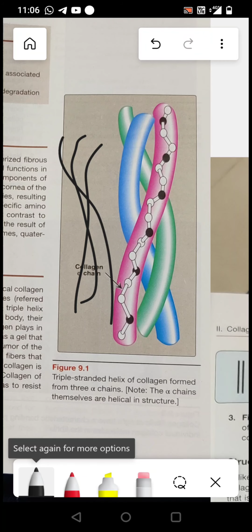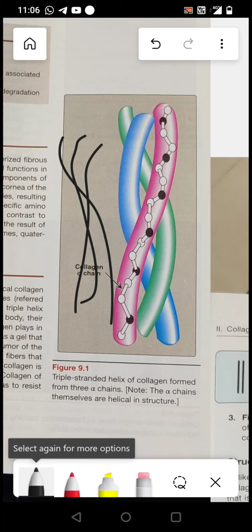So three chains, unlike your DNA having two chains, here it is three chains, and each of them is referred to as an alpha chain. Three alpha chains are kept together to form a single helix, a collagen helix. That basically means a triple stranded helix of collagen due to three alpha chains. How many chains? Three alpha chains.